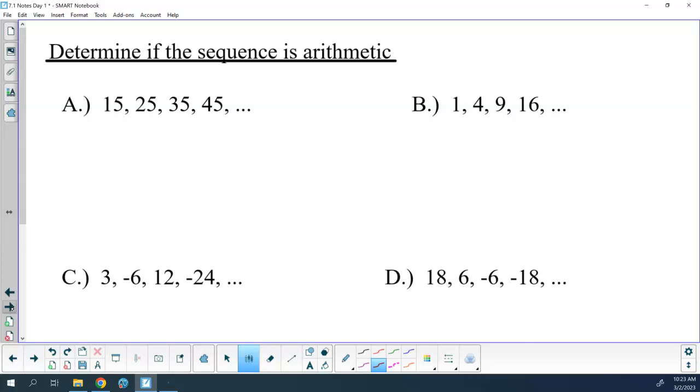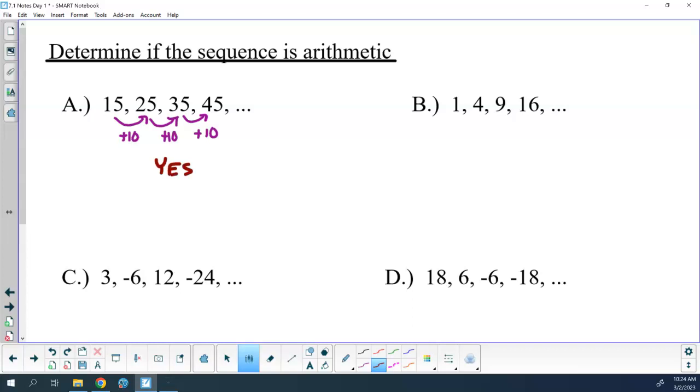You tell me which of those 4 is arithmetic. If it's not arithmetic, just tell me no and explain to me why. Okay? Go for it. Do it on your own. Yes or no in A? Yes. What's my constant difference? 10. Always going up by 10. So this is plus 10, plus 10, plus 10. So that's my constant difference. So yes, this one is arithmetic.